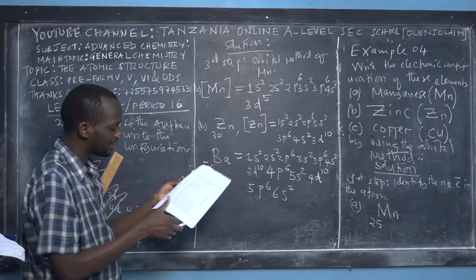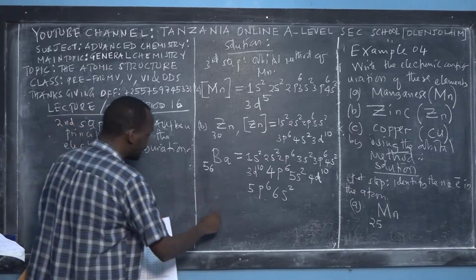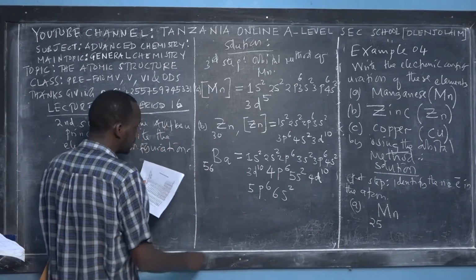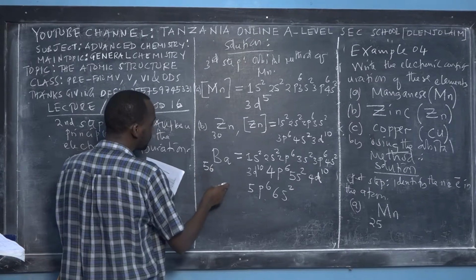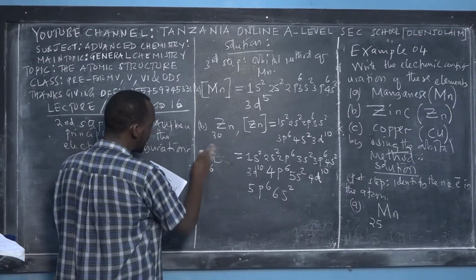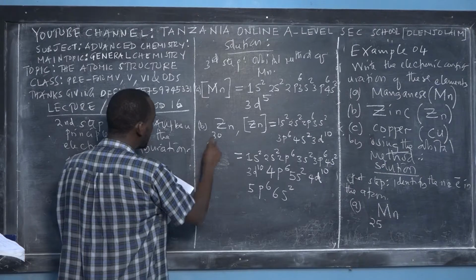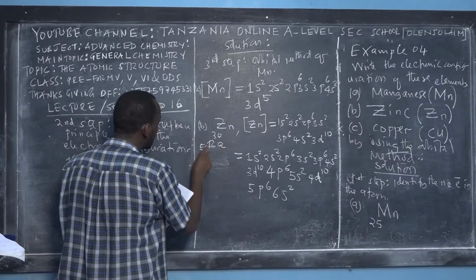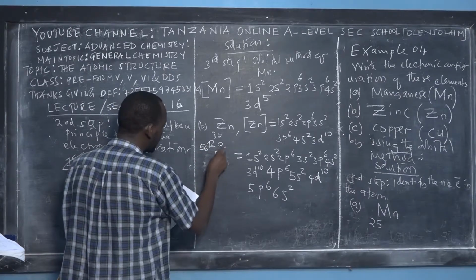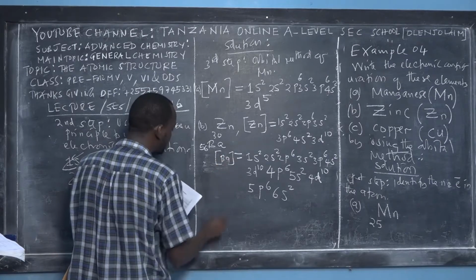I want to challenge you further. What if you are asked to write an electronic configuration? Okay, this is barium. Barium contains 56 electrons. So here we write the electronic configuration of barium.